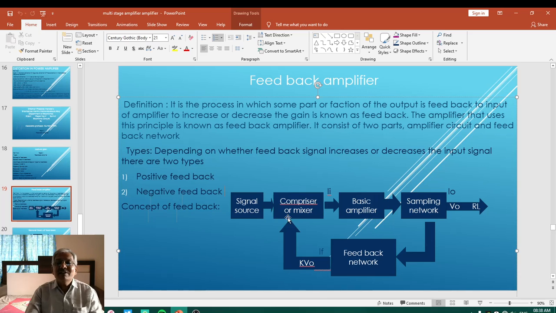If no feedback, the signal is directly given to the basic amplifier. It is amplified and produced at the output. If the concept of feedback is used, the output of the basic amplifier is picked up, sampled by the sampling network, and given to the feedback network. The feedback network feeds the signal to the comparator. Here, the input signal and the feedback signal are either compared or added. Then it is given to the basic amplifier and then the amplification process takes place.